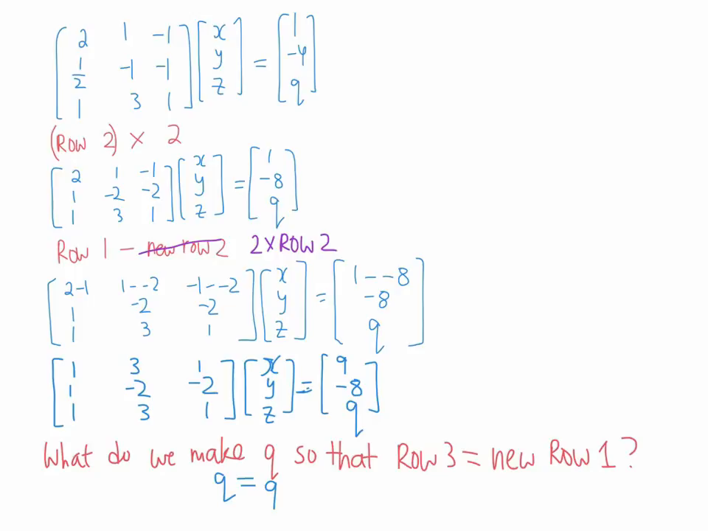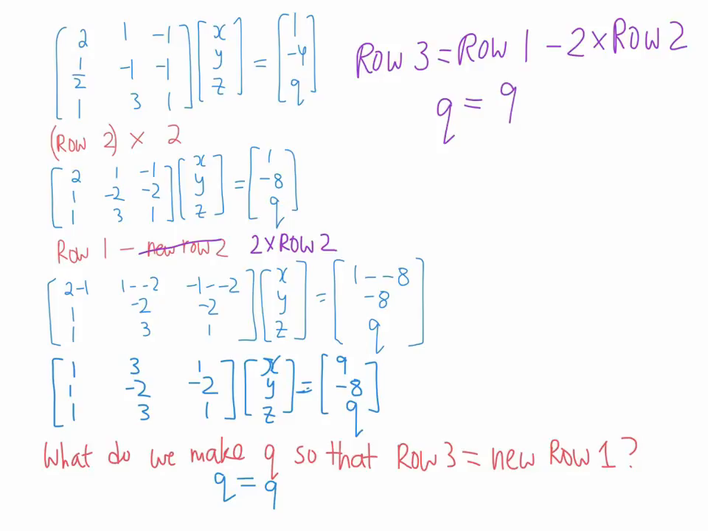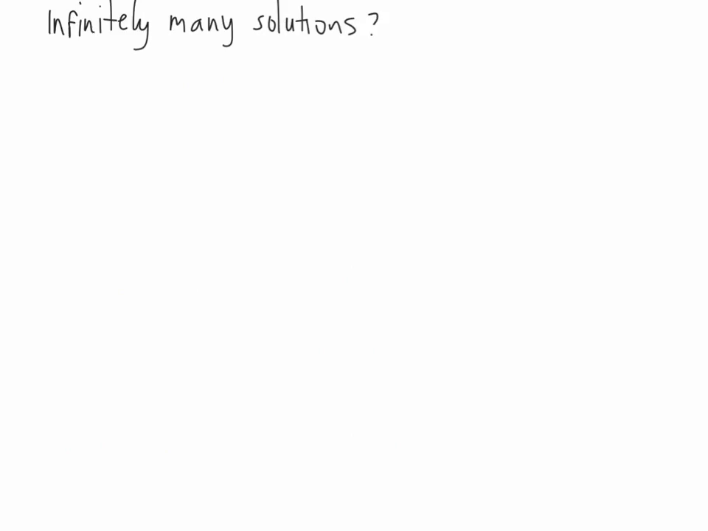So we can write down what we did in terms of our original rows as the following. We showed that row 3 is equal to row 1 minus 2 lots of row 2. And this is the case when q equals 9. So we've basically finished this question. Let's have a look at each case.